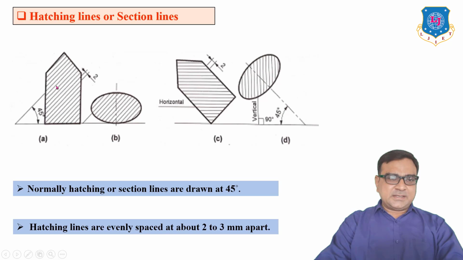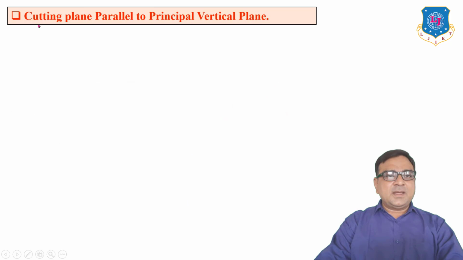All the section lines are parallel to each other, and the distance between two hatch lines is approximately 2 to 3 mm, and hatching lines are inclined at 45 degrees with the horizontal line. So here the lines are inclined anti-clockwise at 45 degrees. You can also use clockwise 45 degrees. So keep this in mind whenever you draw the hatching lines. Cutting plane parallel to principal vertical plane.